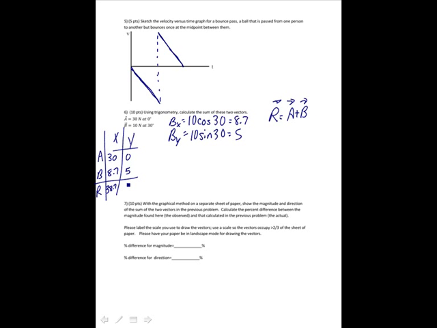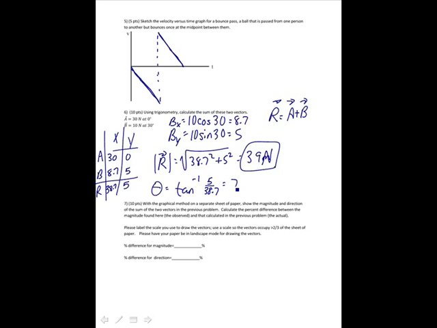And so the y component of r is 0 plus 5, which is 5. So those are my x and y components. Now to find the magnitude, I use the Pythagorean theorem. It's the square root of 38.7 squared plus 5 squared. And that gives me 39 meters. Actually, newtons, excuse me. So that's my magnitude. And then to find the angle, it is the inverse tangent of 5 over 38.7, which is equal to 7.4 degrees, and this is above the positive x-axis because it's in the first quadrant.